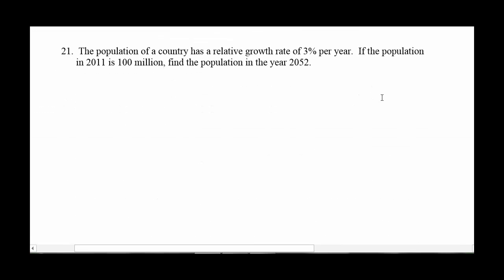All right, a population has a relative growth rate of 3% a year. If the population is 100 million, find the population in the year 2052. Okay, so we're looking at PERT. So P equals P naught e to the RT. Our initial population is 100 million, e to the 0.03 times. And I just need to figure out what T is.